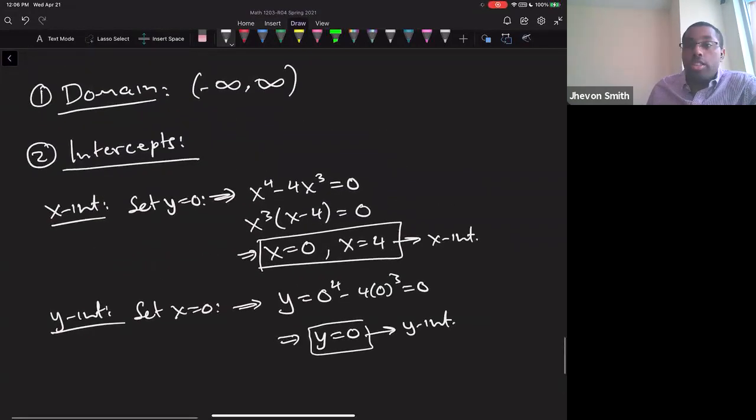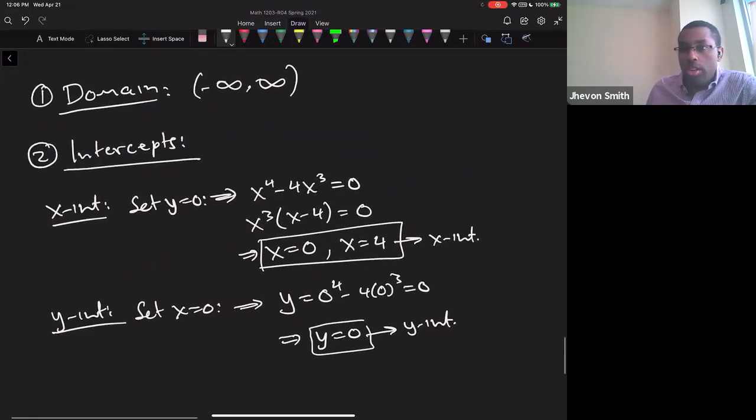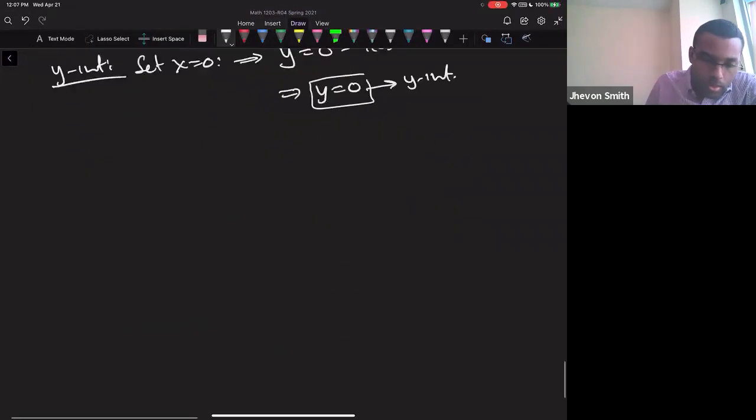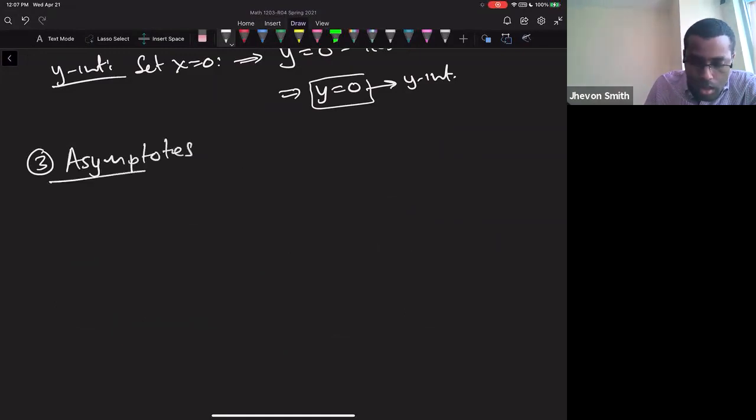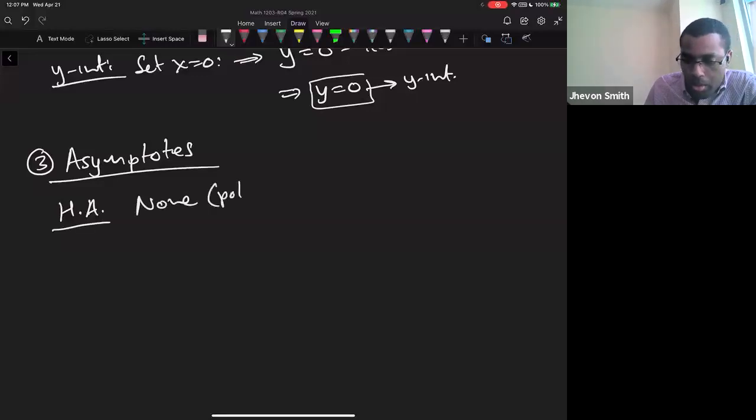Those are intercepts. The third thing we want to do is find the asymptotes. So third thing, we're going to find the asymptotes. Horizontal asymptote, none, right? It's a polynomial. We spoke about that last time. It's a non-horizontal polynomial.